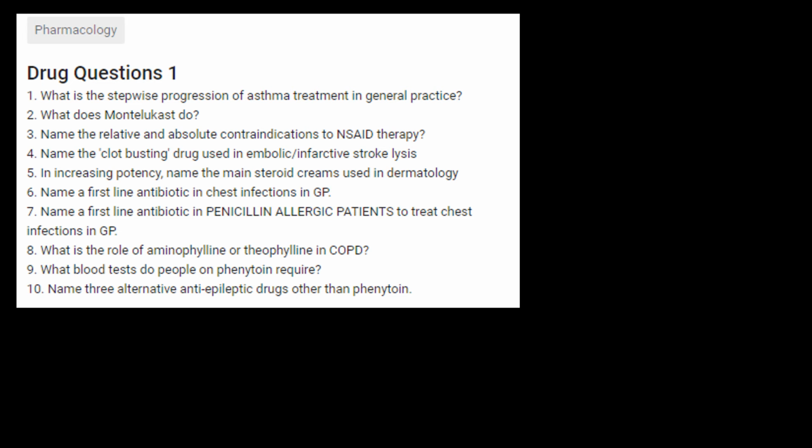Name a first-line antibiotic in a penicillin allergic patient to treat chest infection in GP. So community-acquired pneumonia, same thing about the CURB-65. Appropriate antibiotics might be something like doxycycline, 100 milligrams 12 hourly PO, escalating then in hospital to maybe levofloxacin intravenously, still clarithromycin, and further on you might add in something like metronidazole if you suspected an aspiration pneumonia, but you would also add in metronidazole if you suspected an aspiration pneumonia in somebody who was not penicillin allergic.